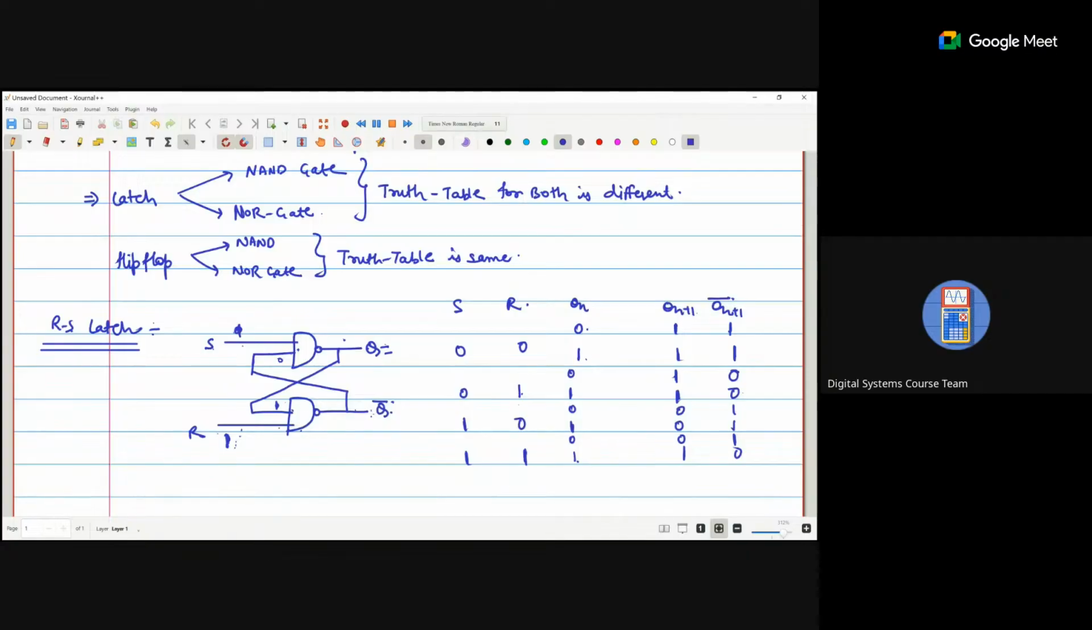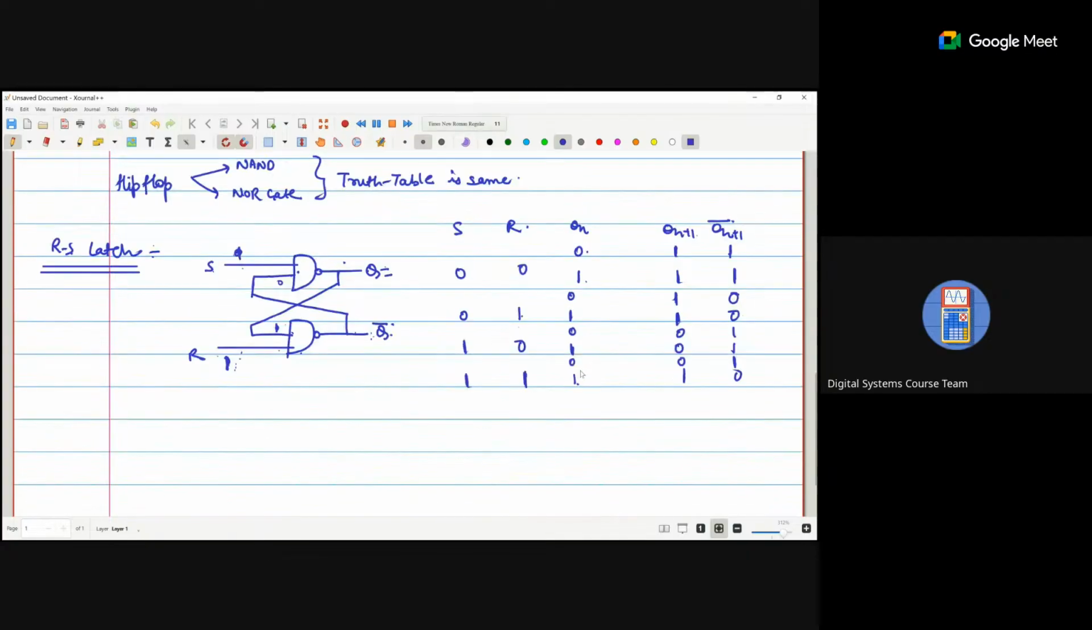Okay, so you can see that if SR is 0 0, it is not dependent on previous. 0 1, not dependent on previous. 1 0, not dependent on previous. But if it is 1 1, then it is dependent on the previous. If previous is 0, we are getting a 0. If previous is 1, we are getting a 1. So here the output will be dependent on the previous also.